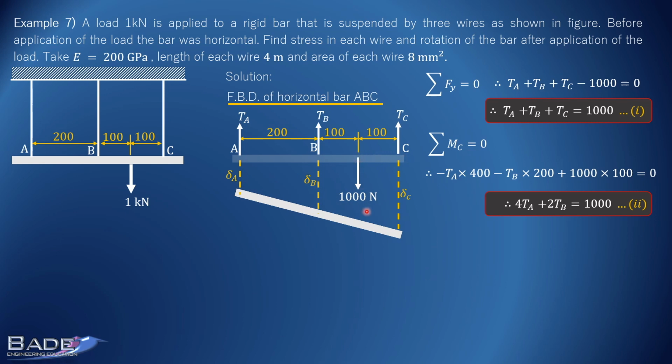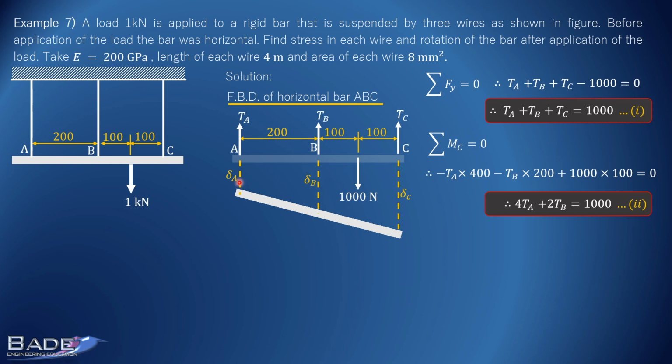When 1000 Newton force is applied, this is how rod ABC moves downward. But check here, the 1000 Newton force is closer to end C of the rod. So deformation of the wire at C will be more, because tension on this side is more. The 1000 Newton load is far away from this wire, so here there is less tension.